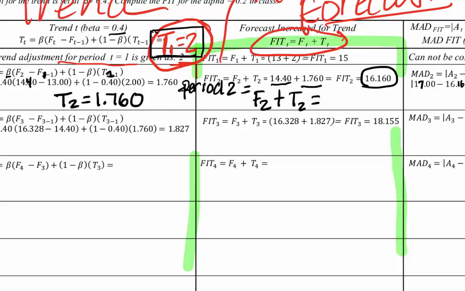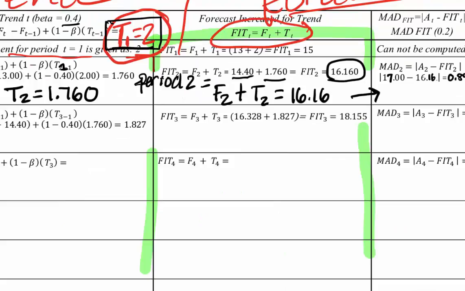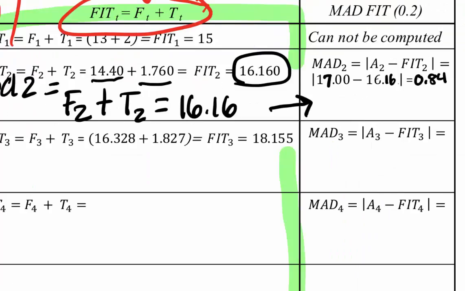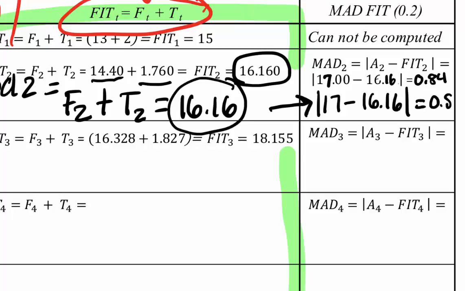So we'll write that in. And then we bring that over here because we're working across and we have to compute the MAD. So we've got the absolute value of A of 2, which we know is 17, minus this number we just calculated right here, 16.16. We're going to write that in. And that should equal 0.84. So we're done with that line.